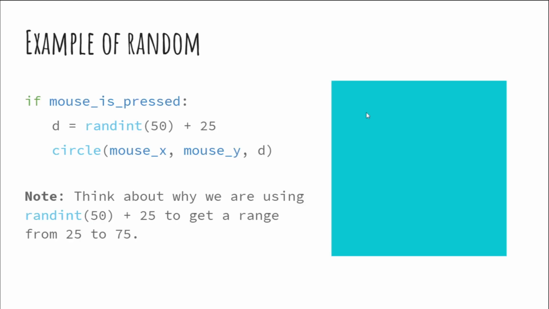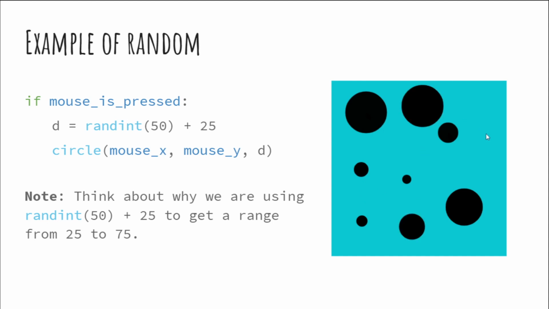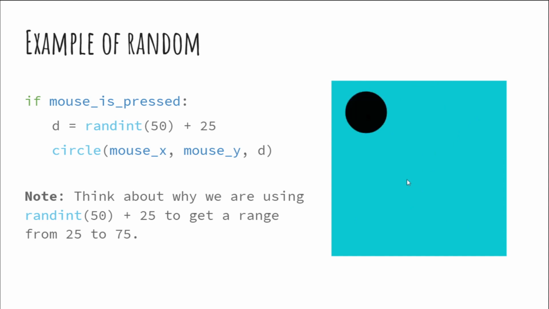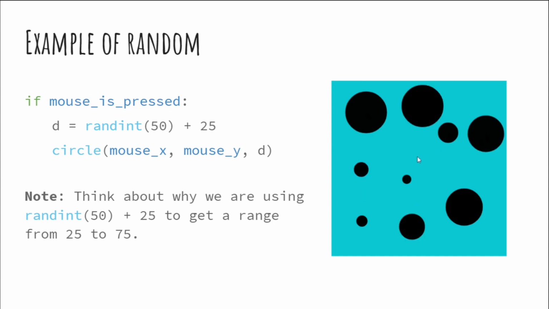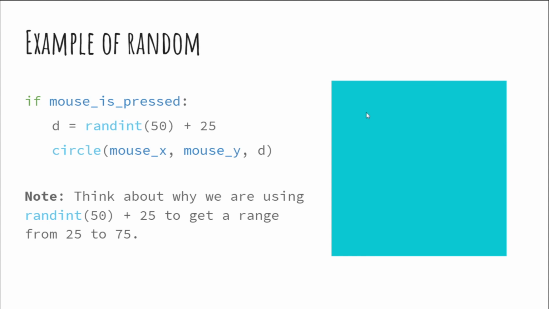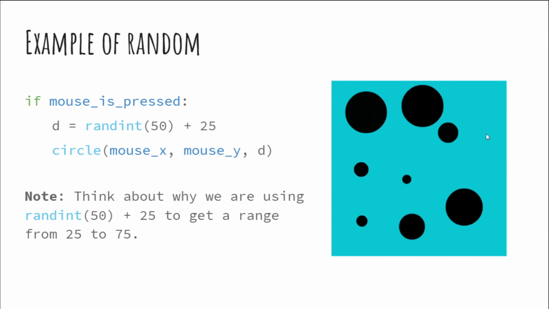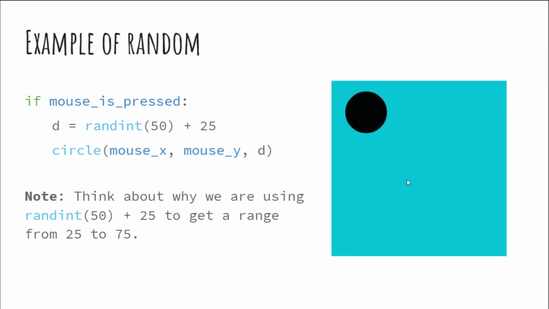A quick example of how to use that is we have this little bit of code here. So we have if mouse is pressed, then we generate a random diameter, and that diameter is randint 50 plus 25. And then we'll draw a circle at whatever our current mouse position is with whatever random diameter we just generated. And by using randint 50 plus 25, that gives us a range from 25 to 75, because if randint 50 gives us 0, that's 25 overall, and if it gave us 50, that would be 75 overall.